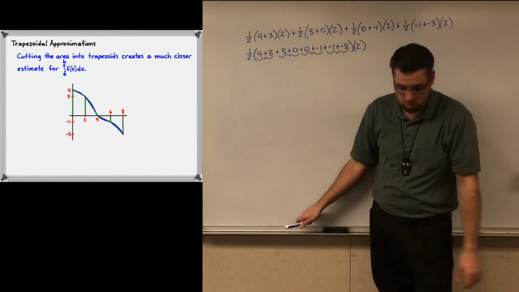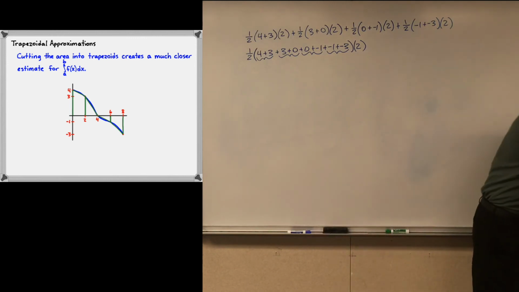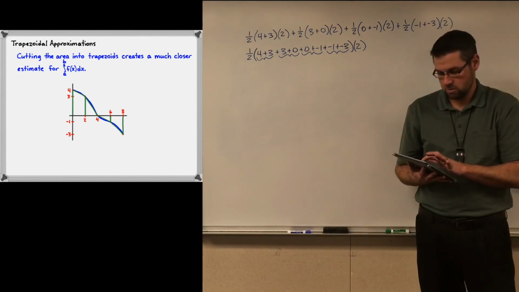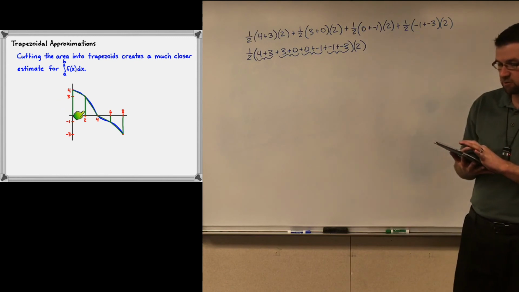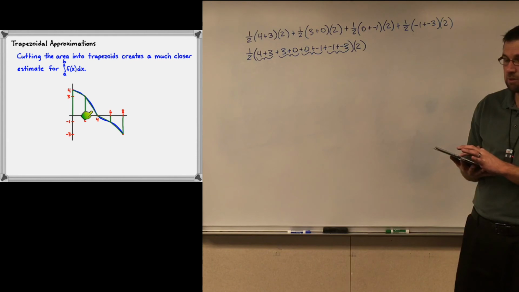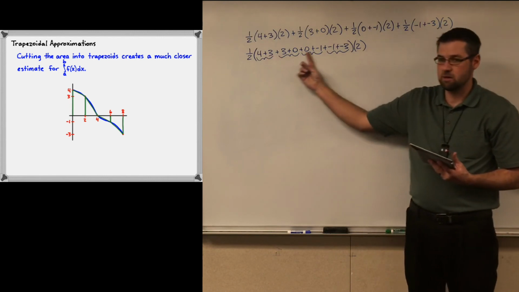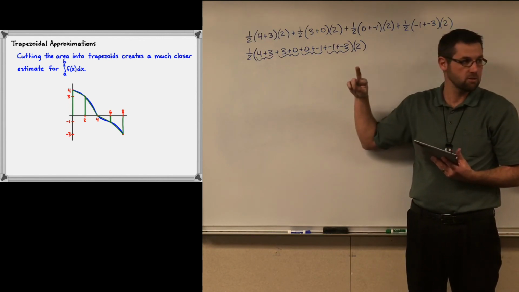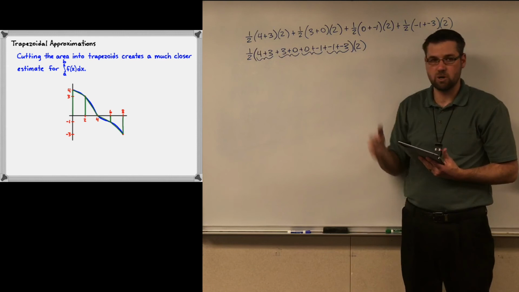We're using the same number twice because the two bases of the first trapezoid here are 4 and 3. The two bases of the second are 3 and 0. Look, I used the 3 twice. One for the first trapezoid, one for the second trapezoid. This 0 I used twice. One for this trapezoid, one for this trapezoid. So all the intermediate heights we're using twice. The first one and the last one we're not using twice.